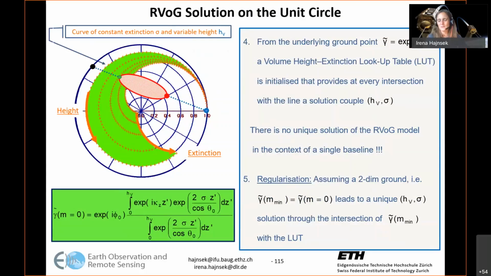This would be now our proper estimation of height and also extinction, because with the model we know at this point what the extinction is and what the height estimate is. It's a kind of using a lookup table in order to estimate this height inversion with this model. So that's in principle the process that we are following in order to estimate the height.